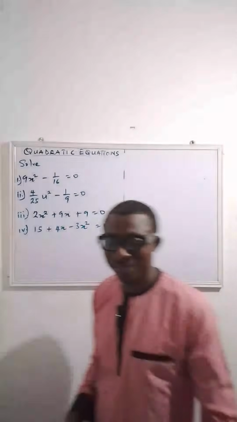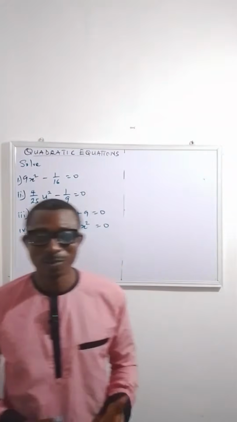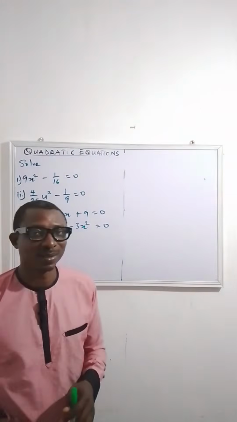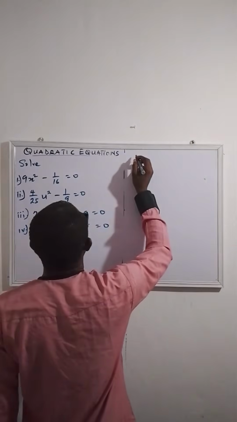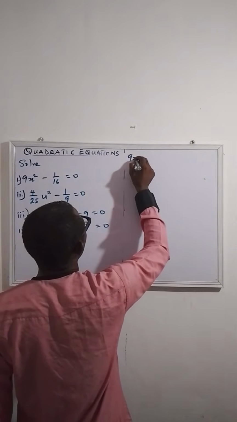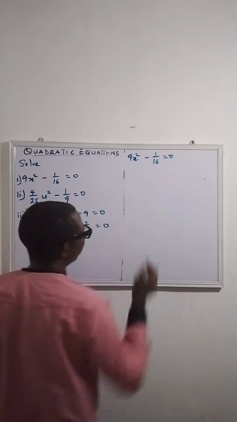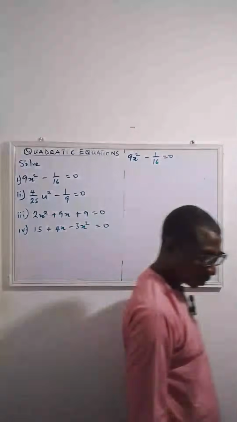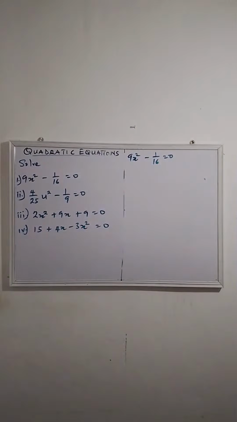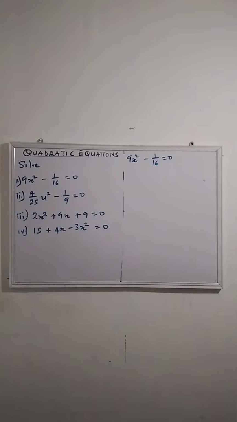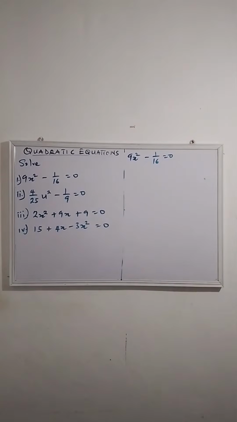All right, great students. Can we look at the problem we have here? You have to solve 9x squared minus 1 over 16 equals 0. Okay, so that's the question. How do we solve this problem?